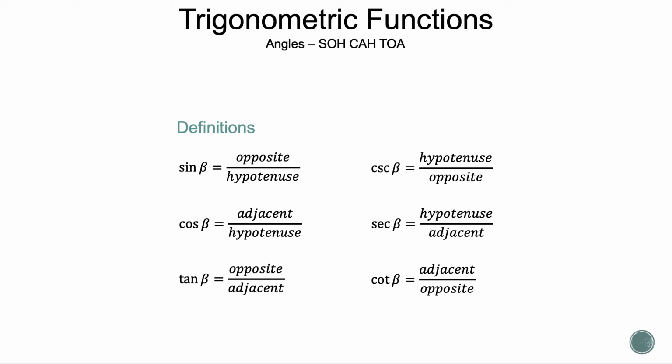Next we have the reciprocals, cosecant, secant, and cotangent. One way to remember is the mnemonic SOH CAH TOA, where S stands for sine, O for opposite, H for hypotenuse, C for cosine, A for adjacent, H for hypotenuse, T for tangent, O for opposite, and A for adjacent.